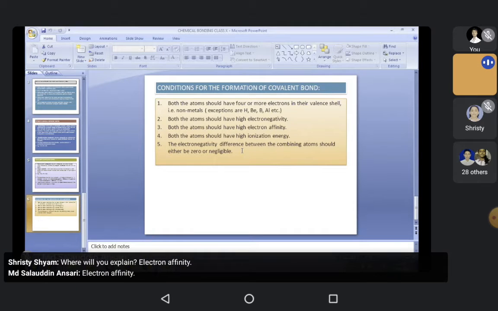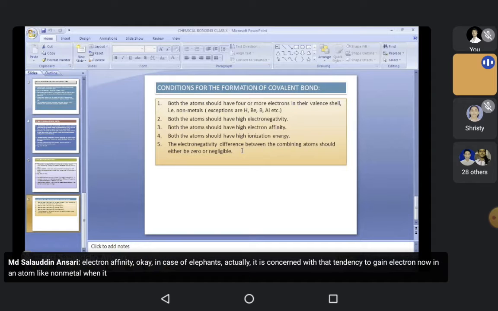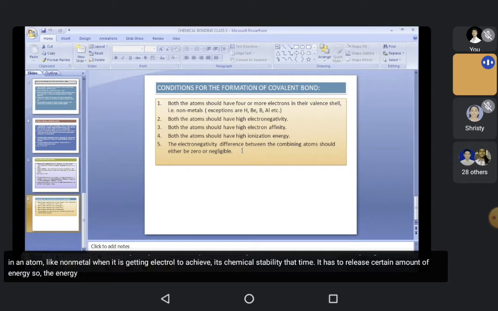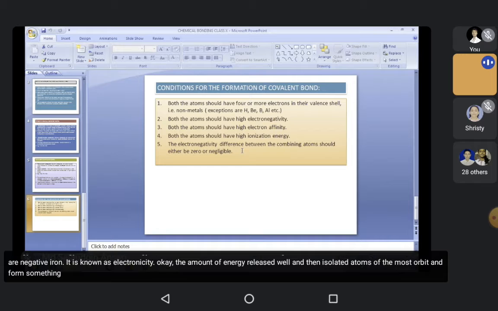In case of electron affinity, it is concerned with the tendency to gain an electron. When an atom, like a metal, gains an electron to achieve chemical stability, it has to release a certain amount of energy. The amount of energy released when an isolated atom gains an electron in its outermost orbit and forms a negative ion is known as electron affinity.